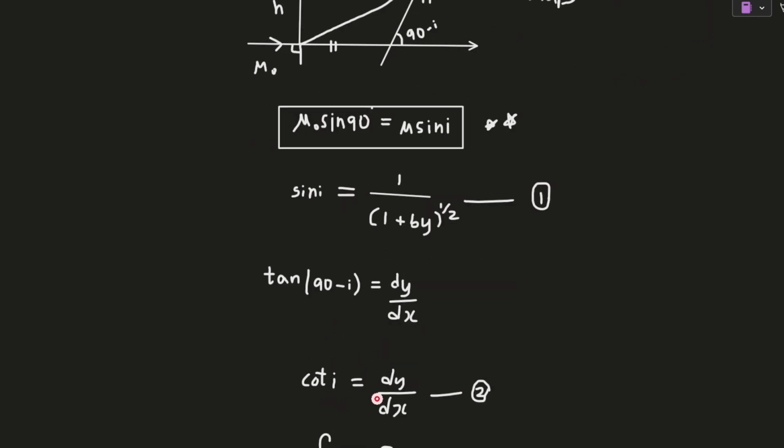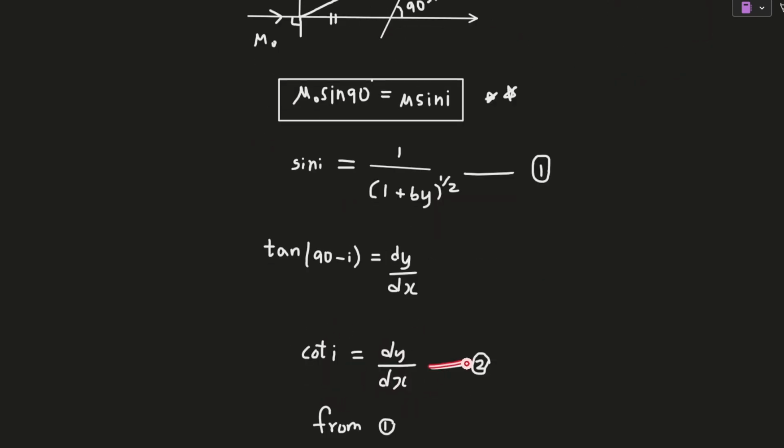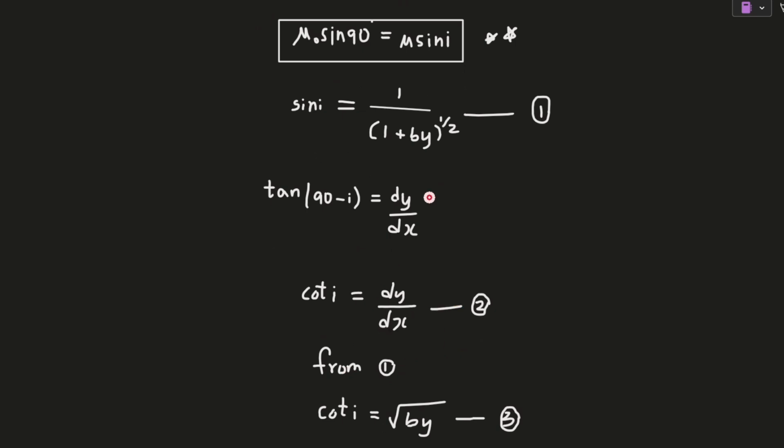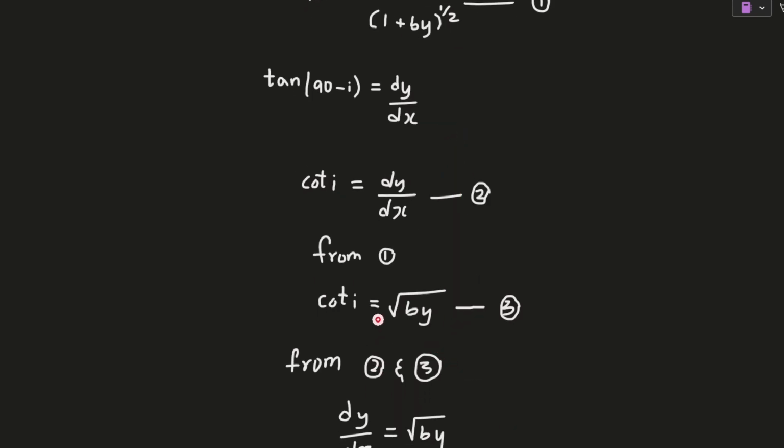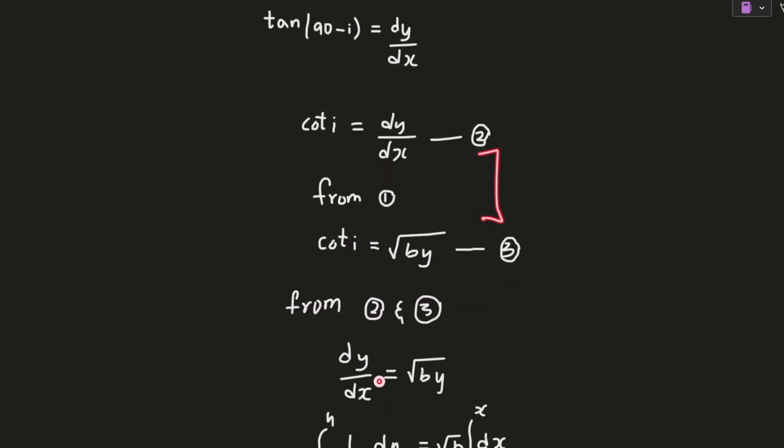So cot i equals dy by dx. We assume this as equation 2. From 1, we simply consider a right angle triangle and find out the value of cot i. After finding, the value of cot i equals root of b by y. So from equation 2 and 3, we can simply equate dy by dx equals root of b by y.